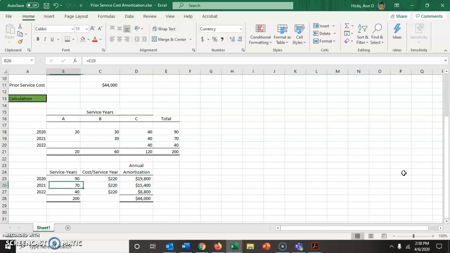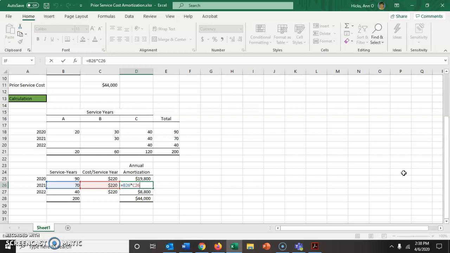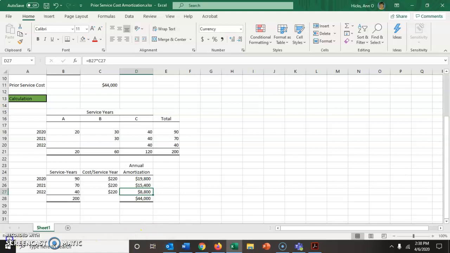In 2021, we have 70 service years being worked. The amortization is going to be equal to 70 times the $220 cost per service year, or $15,400. And then same thing in 2022, we have 40 service years multiplied by the $220 cost per service year, and we will amortize $8,800. And as you can see, by the end of the 3-year period, we've amortized the full $44,000.